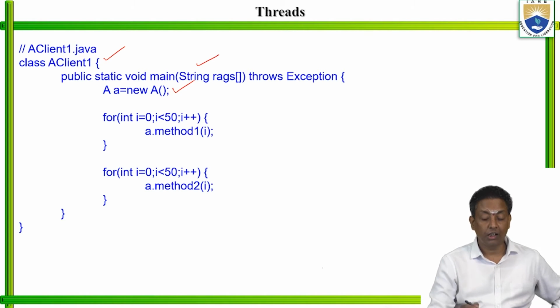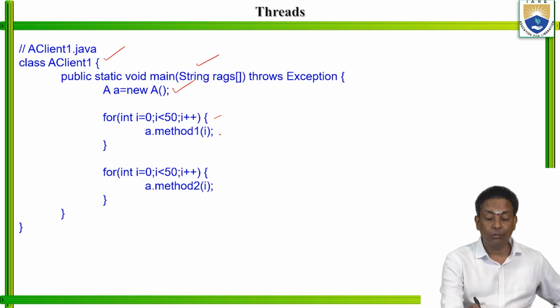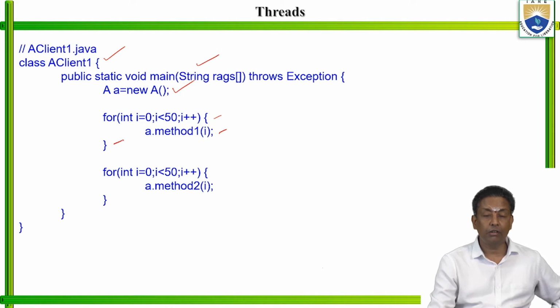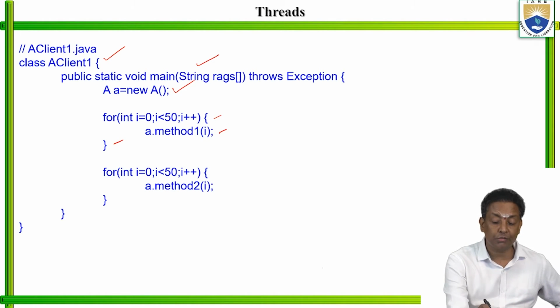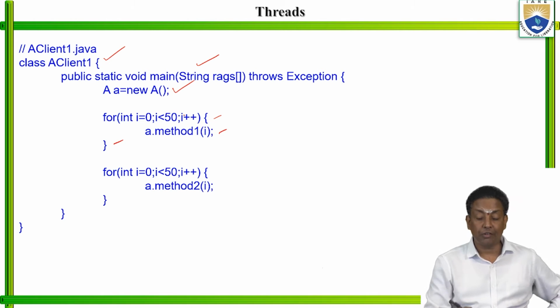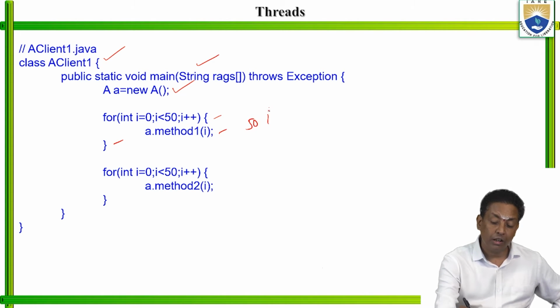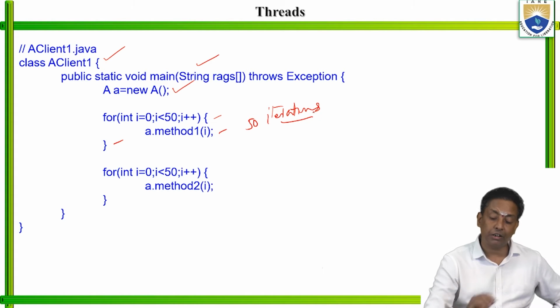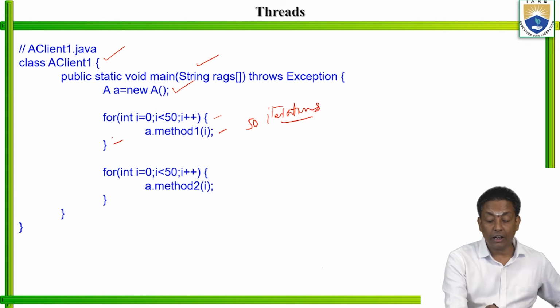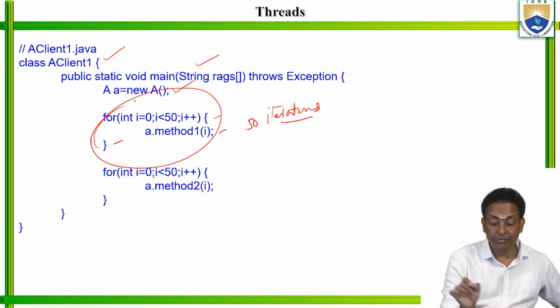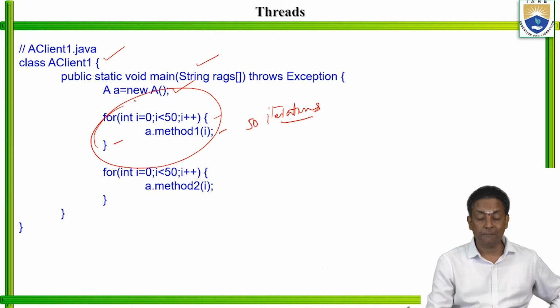Then what are we doing? Here we took one for loop, iterating from 0 to less than 50. We are iterating for 50 iterations.